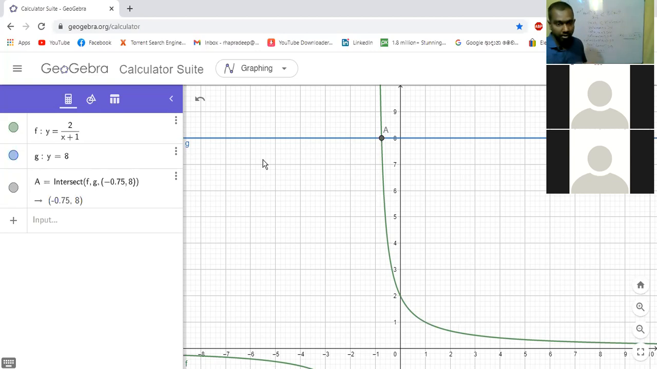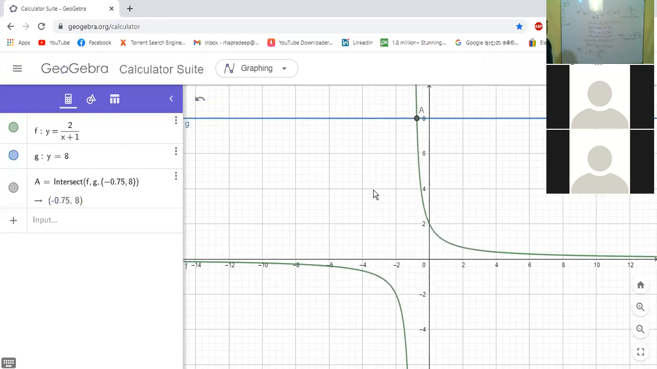What happens beyond that point? That means if I draw the similar axis here, beyond this point, what is happening? The straight line is above the curve. It's okay. What about beyond -1 also? It's again above the curve.